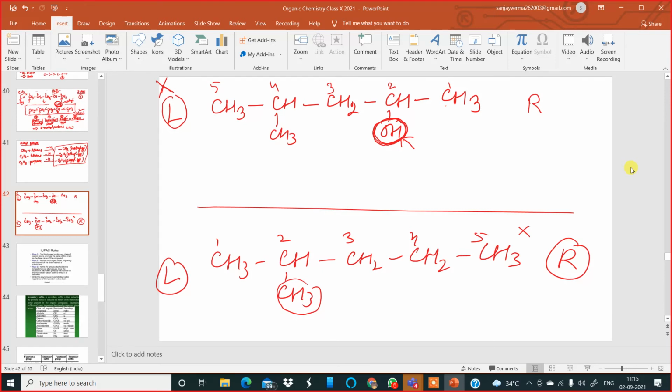Yes, sir. Yes, sir, clear. Numbering is done of carbon atoms. Yes, sir.